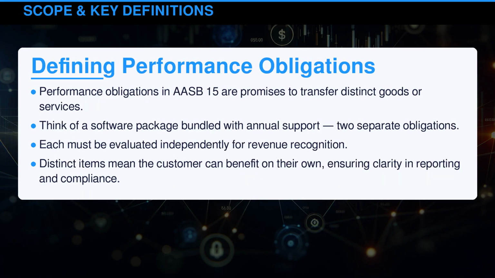Performance obligations in AASB 15 are promises to transfer distinct goods or services. Think of a software package bundled with annual support, 2 separate obligations. Each must be evaluated independently for revenue recognition. Distinct items mean the customer can benefit on their own, ensuring clarity in reporting and compliance.